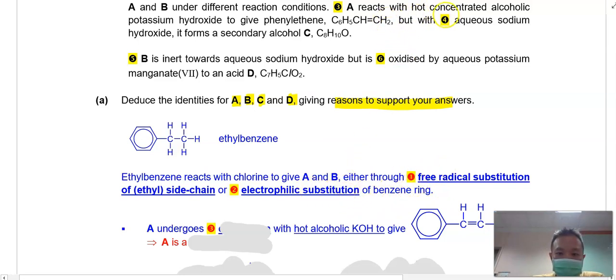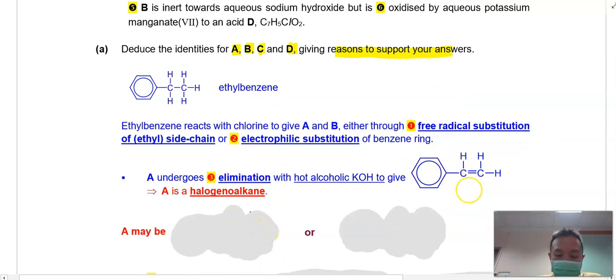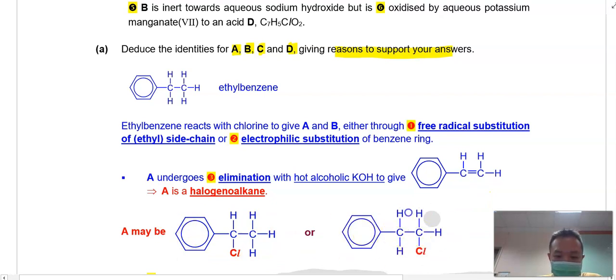So A reacts with hot concentrated alcoholic potassium hydroxide. Hot alcoholic potassium hydroxide is your elimination reaction to give phenylethene. So which means A must have a Cl on the ethyl side chain. A must be a halogenoalkane. This is how you deduce A is a halogenoalkane. Based on the positions, the chlorine can either be at position 1 or position 2, right? So it can either be 1-chloroethylbenzene or 2-chloroethylbenzene. In this case, we do not know yet.